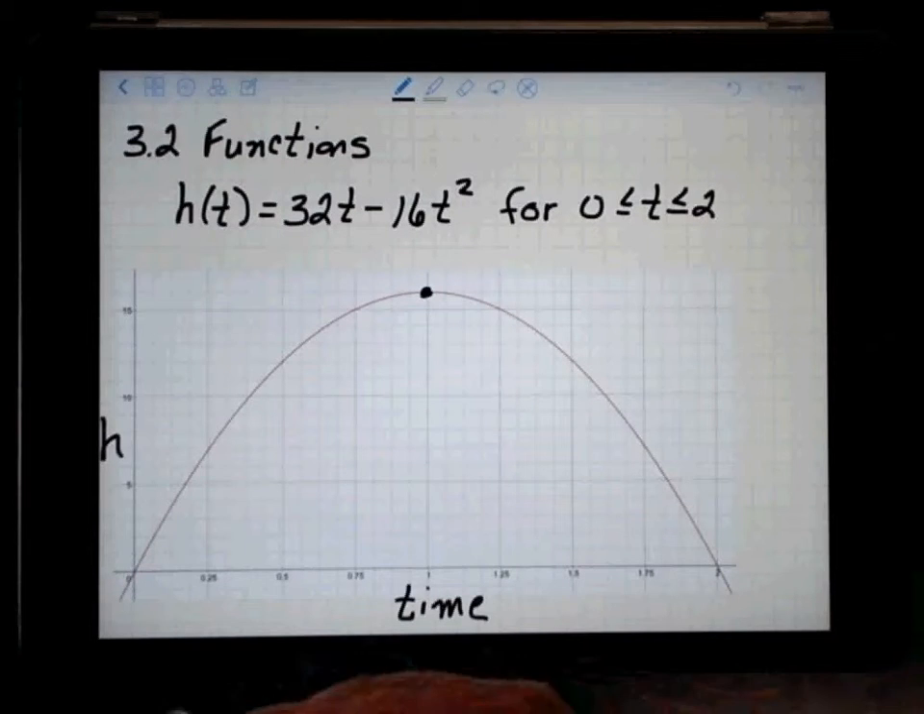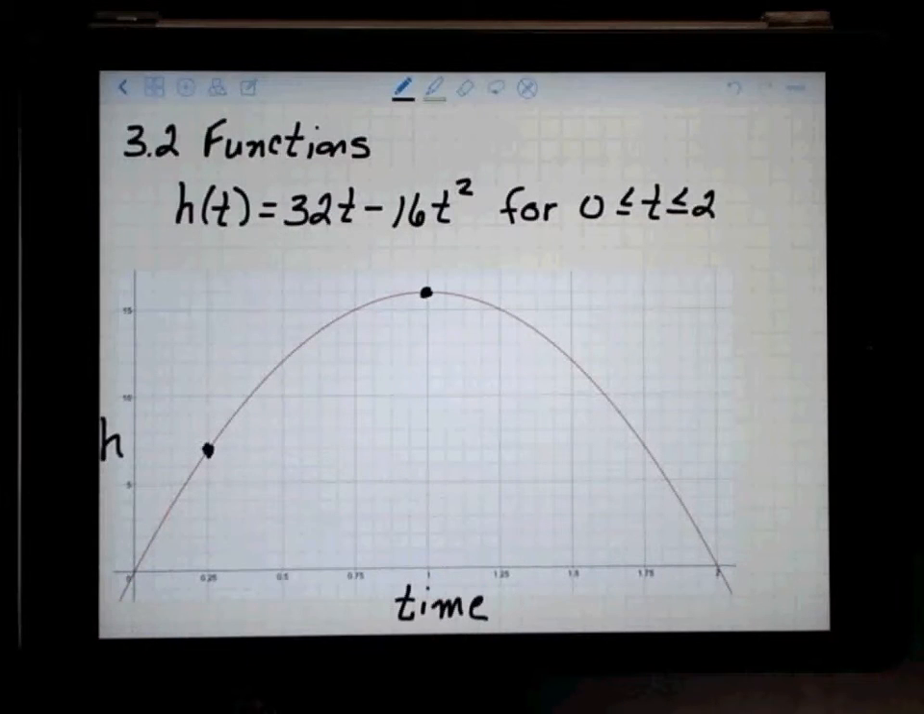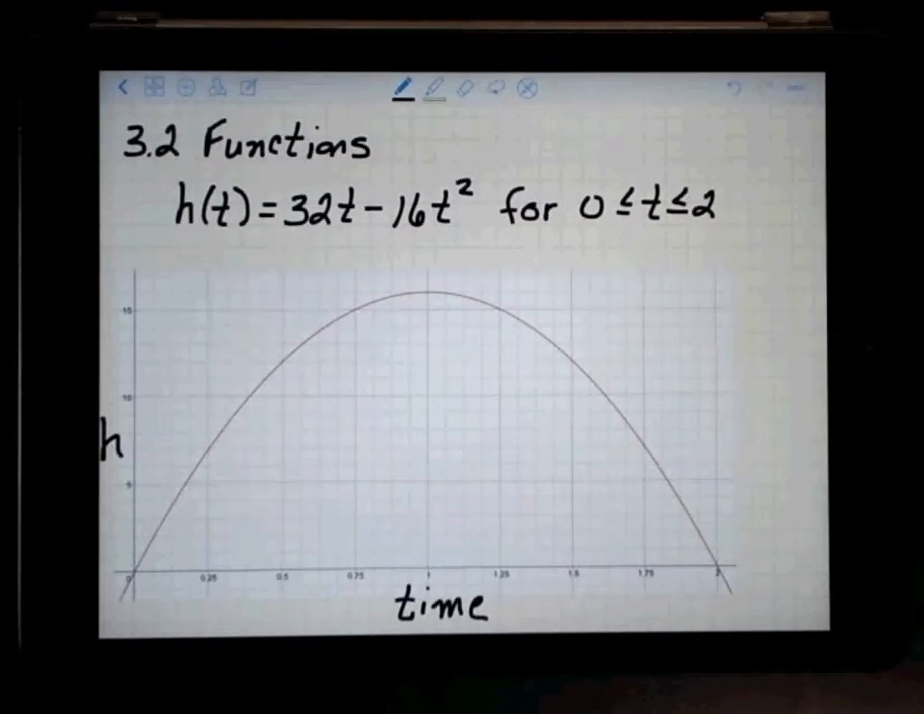So you can plug in different values and find different heights. For example, if you plug in 0.25, you'll find that a quarter of a second from the time the ball leaves Kendra's hands, it is 7 feet in the air. Okay. So why did we only go from 0 to 2? Well, remember what's going on here. The ball's in Kendra's hands. At time 0 is when she tosses it, and she catches it again at 2 seconds. So it only makes sense to talk about the time that the ball is in the air between the time when she tosses it and when she catches it again.